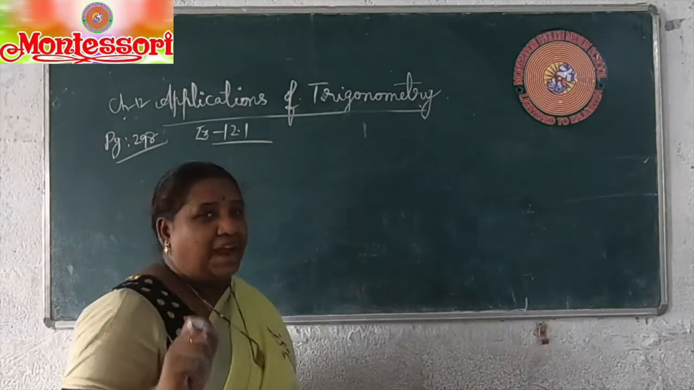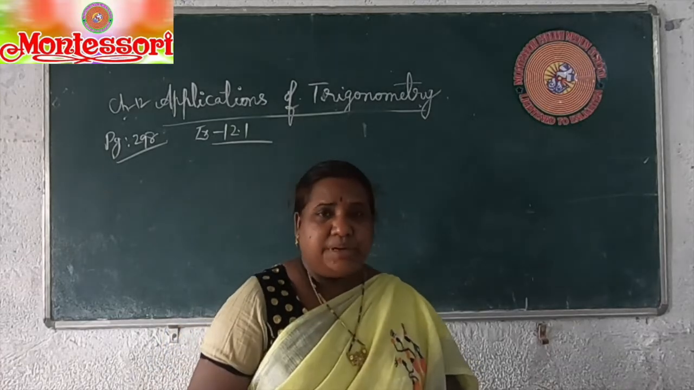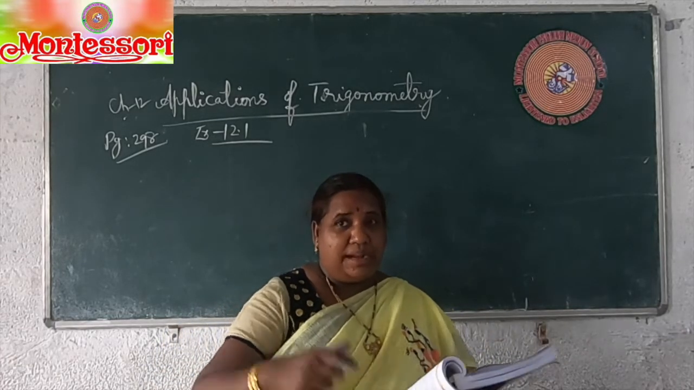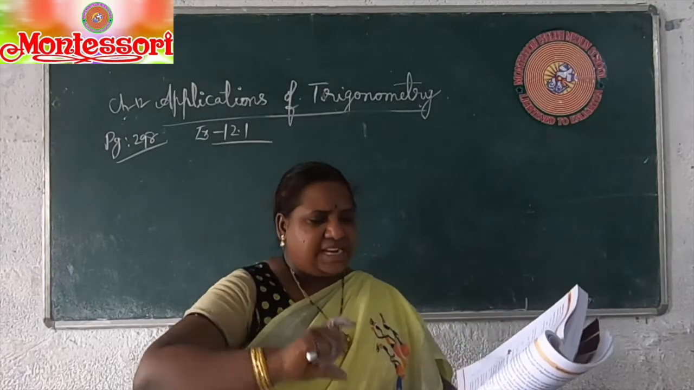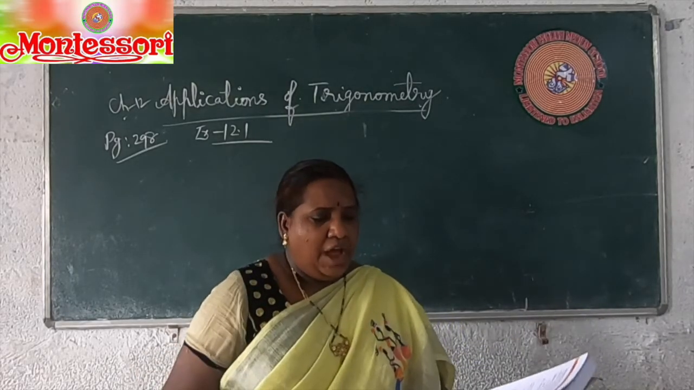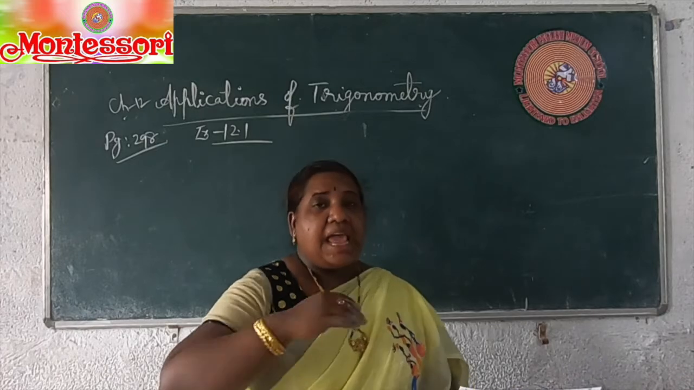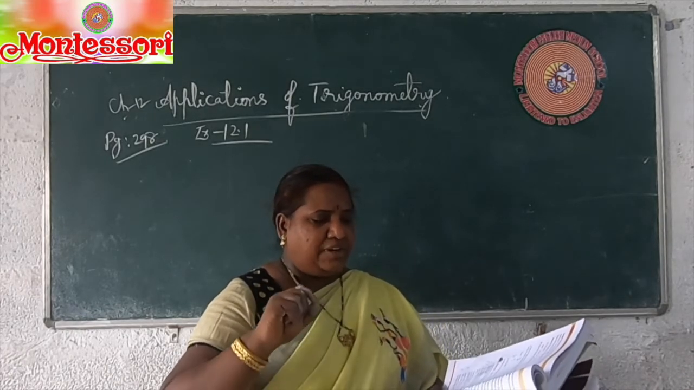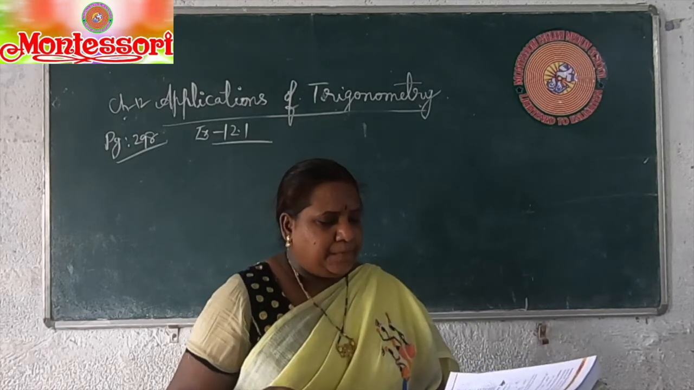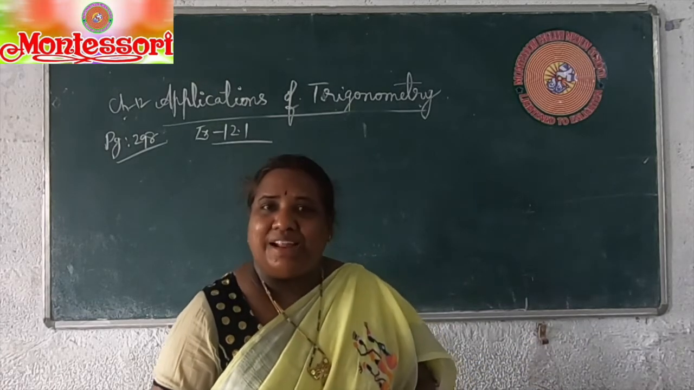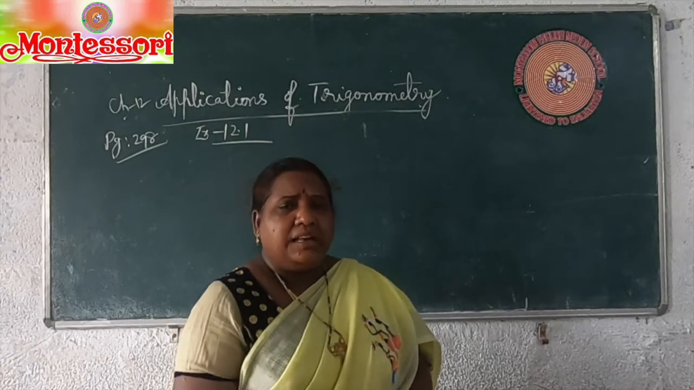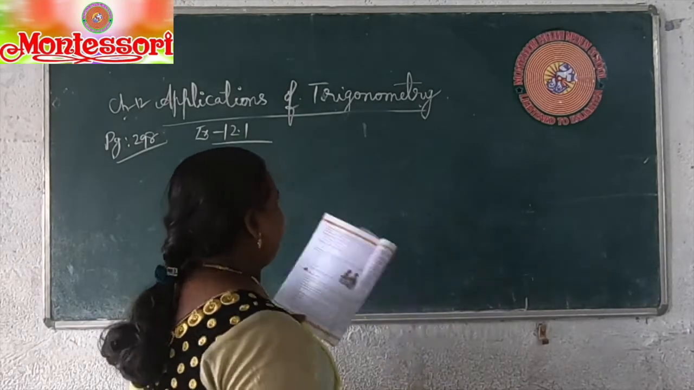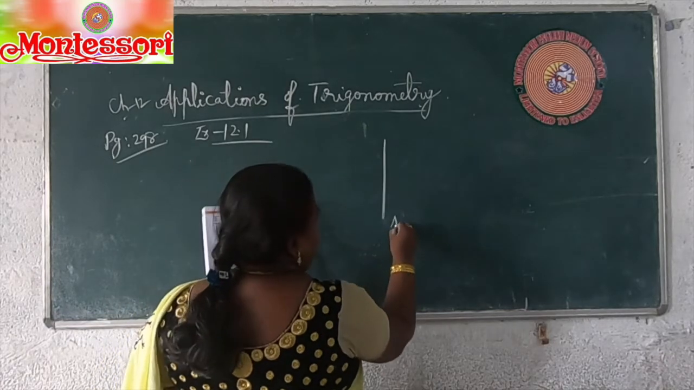Now take the textbook and read the sum twice. See how I am reading. Read well, then only you can understand. A tower stands vertically on the ground. From a point 50 meters away from the foot of the tower, the angle of elevation of the top of the tower is 45 degrees. Then what is the height of the tower? As we did before with the building, now in place of the building they give a tower. Now I am drawing a tower. Shall I take it as AB?